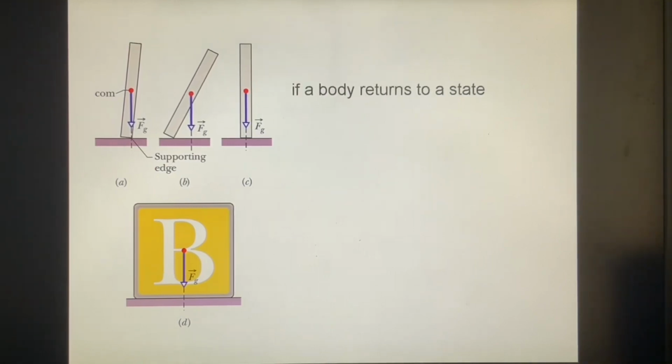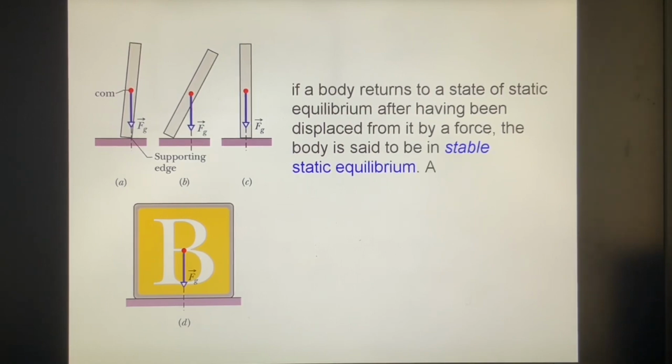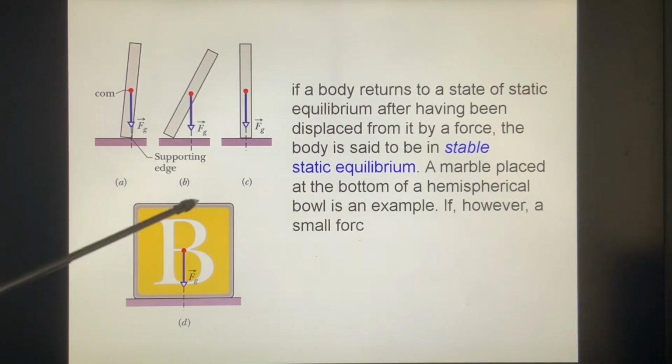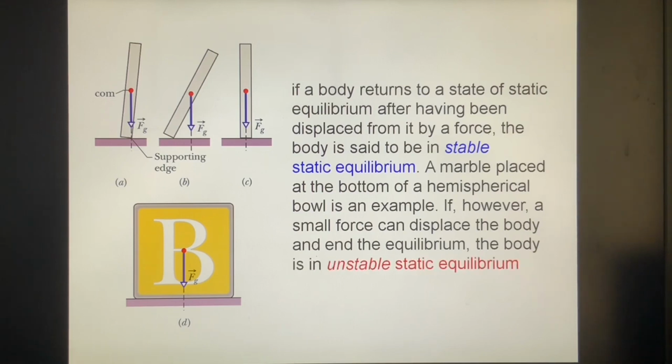If a body returned to a state of static equilibrium after having been displaced from it by a force, the body is said to be in stable static equilibrium. Now, like this one. You move it a little bit, it will come back. A marble placed at the bottom of a hemispherical bowl is an example. If, however, a small force can displace the body and end equilibrium, the body is in unstable static equilibrium, like this one. You move more, it will fall down.